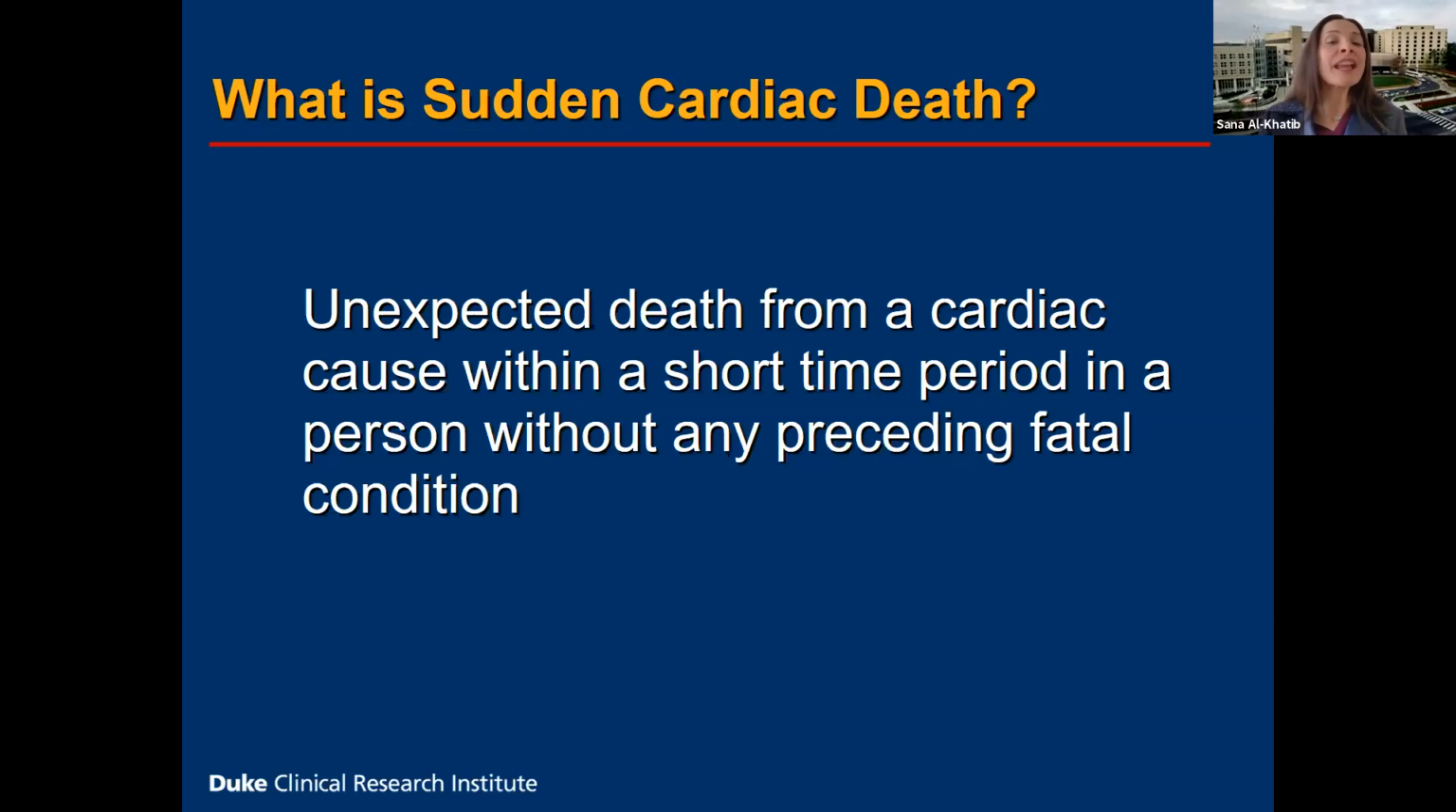In a person without any preceding fatal condition, what we mean by that is that this is not a patient who is being hospitalized because of a bad heart failure. No, this is somebody who is out and about. He might be or she might be sitting down talking to people, and then they go into cardiac arrest without any warning. And that's why we call it sudden cardiac death. So it is really important to identify individuals at risk for this tragic outcome.